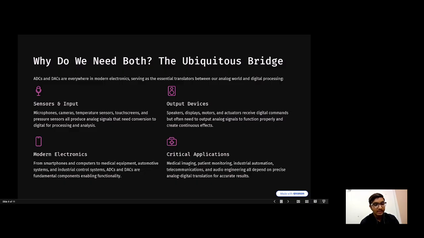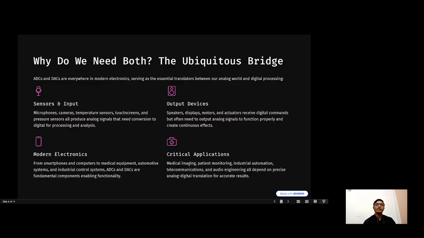Second is modern electronics, from smartphones and computers to medical equipment, automotive systems, and industrial control systems. ADCs and DACs are fundamental components enabling functionality. Third one is output devices. Speakers, displays, motors, and actuators receive digital commands but often need to output analog signals to function properly and create continuous effects. Critical applications: medical imaging, patient monitoring, industrial automation, telecommunication, and audio engineering all depend on precise analog digital translation for accurate results.